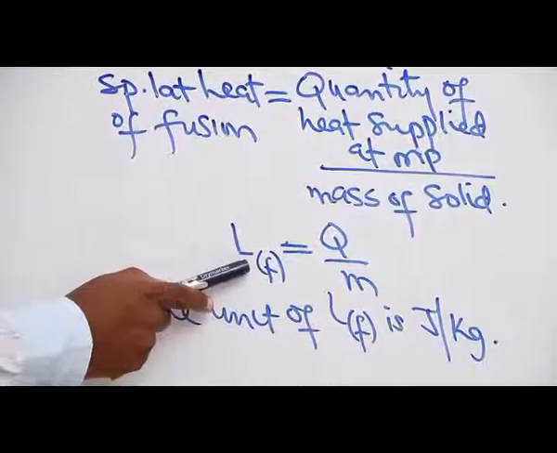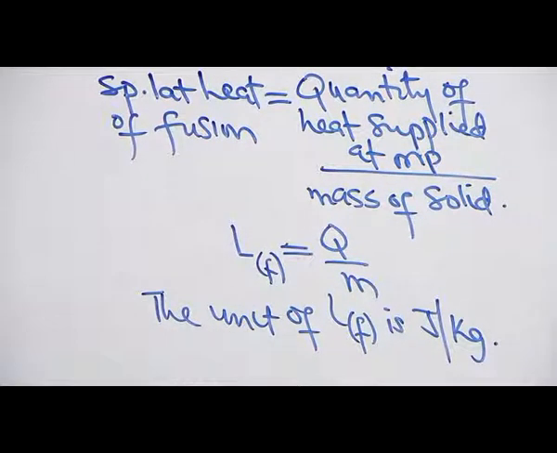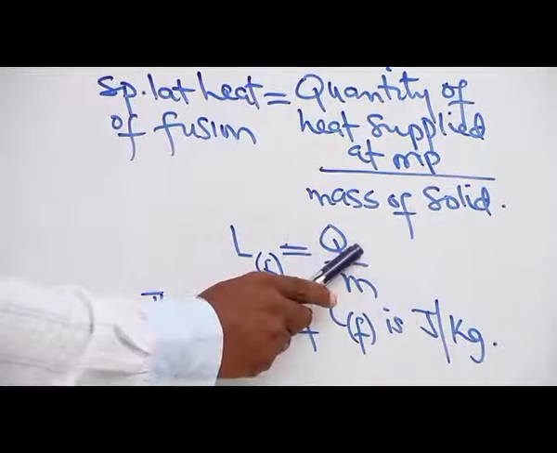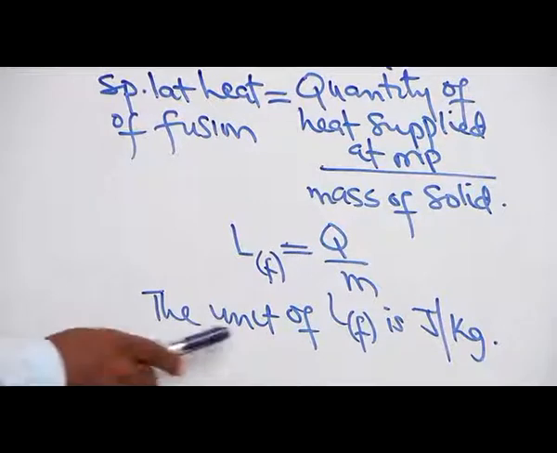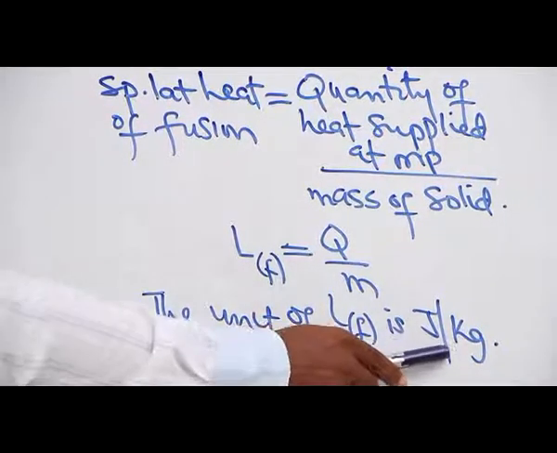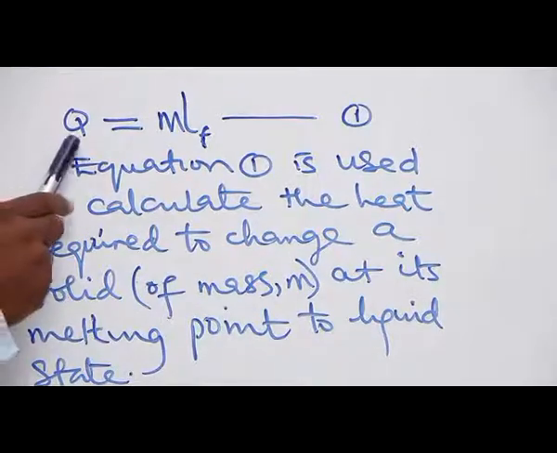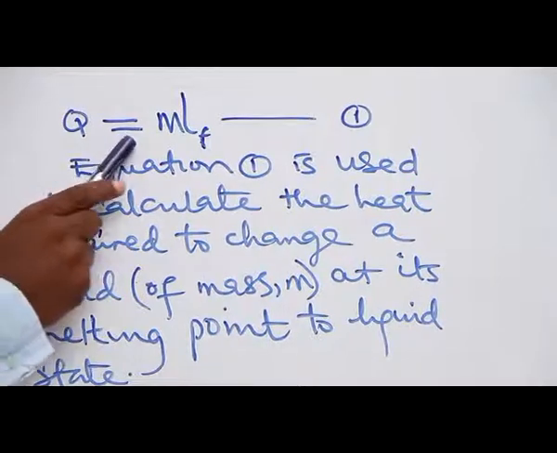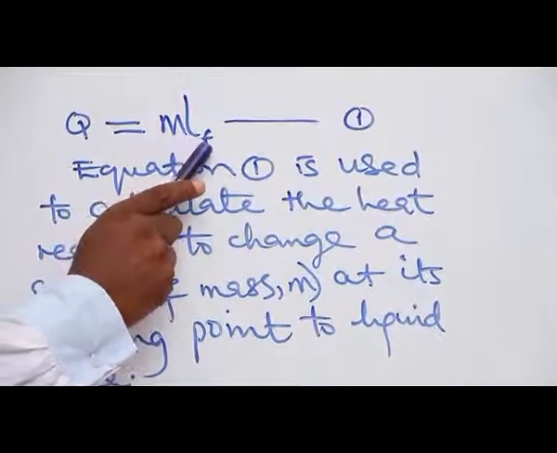It's represented by the letter L, with the subscript f showing that it is the fusion process, and is equal to the quantity of heat energy divided by the mass of the substance. The unit of specific latent heat of fusion is joule per kilogram. Quantity of heat energy Q is equal to the mass of the substance times the specific latent heat of fusion.